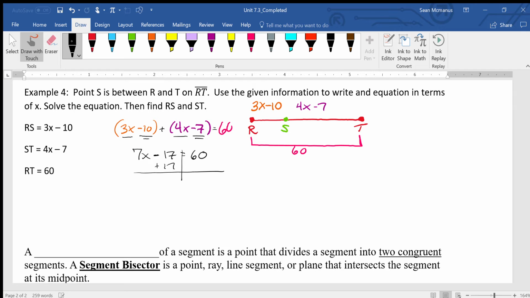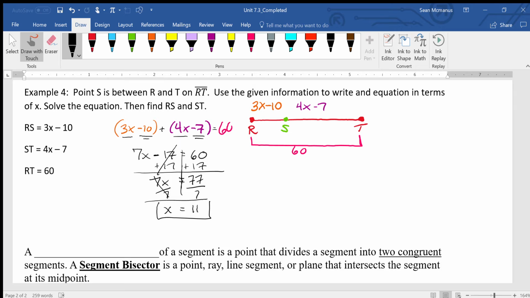To get this x term by itself, I need to add 17. That'll make it go away, and I always do everything equally, right? So that'll create 77 on this side. Those went away, and I'm left with 7x. And now to get the x all by itself, I divide by 7, and I do things equally to both sides. So I'm left with x equals 11.